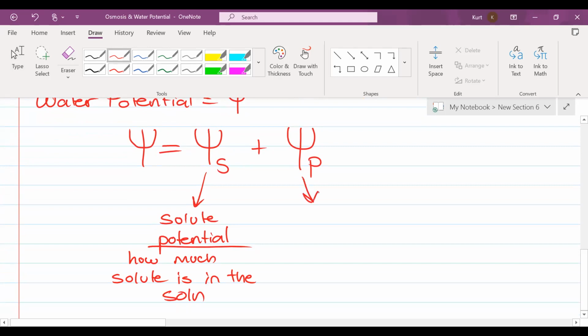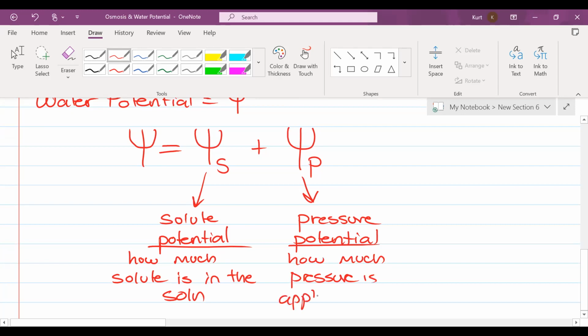And the pressure potential, which is psi p, is how much pressure is applied to the solution. Like it could be gravity. It could be some sort of other force that is being pushed onto the solution.